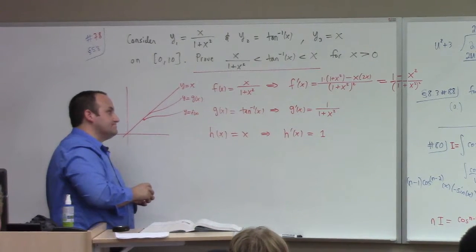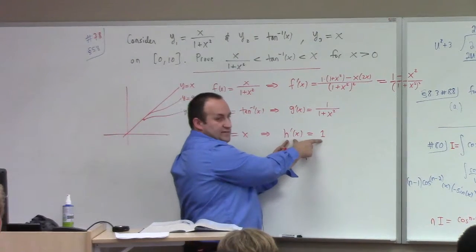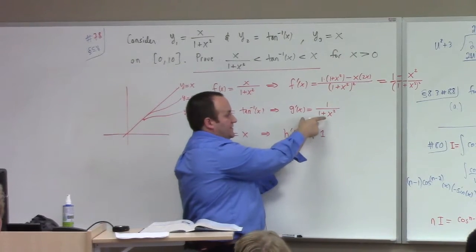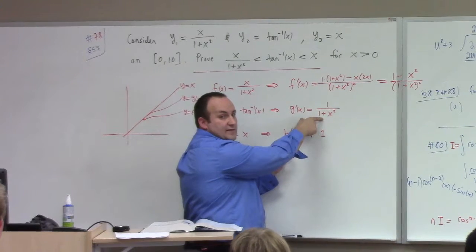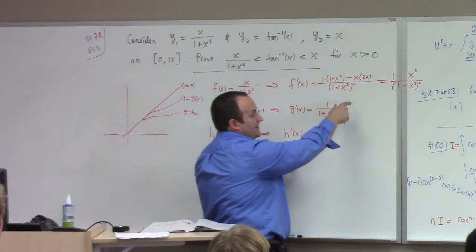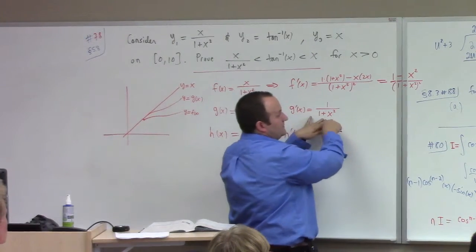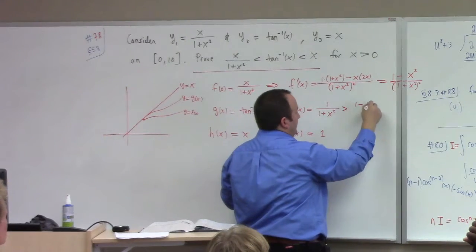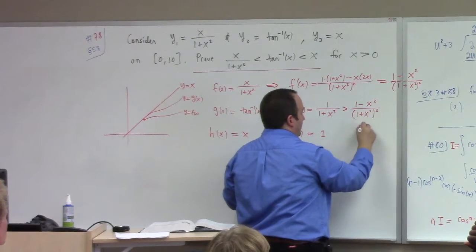So, it's clear to me that for x greater than 0, the rate of change of h is larger than the rate of change of g, right? 1 over 1 plus x squared at its largest is 1, right? And how about this one? For x positive, is it clear that that is smaller than this? Is it clear that this is greater than 1 minus x squared over 1 plus x squared, squared for x greater than 0?